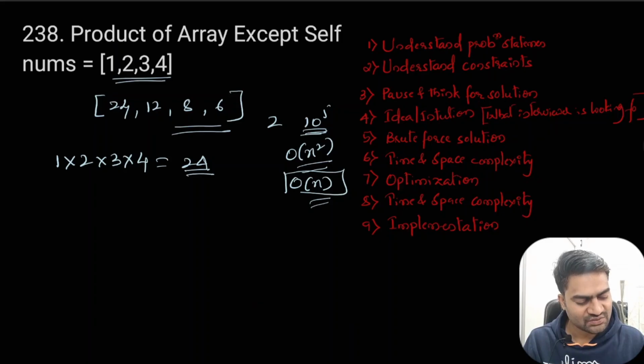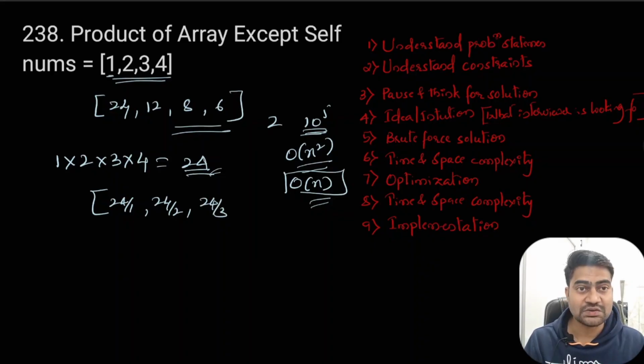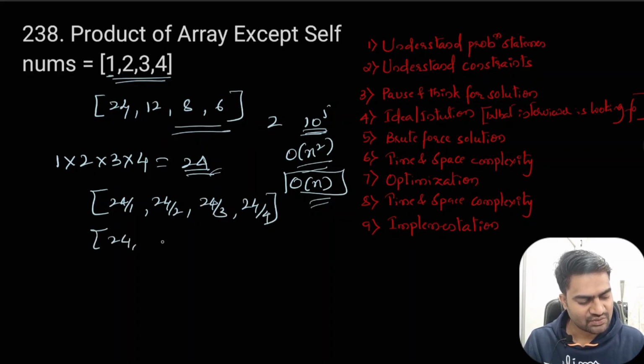Now using this 24, take the answer array, then consider the first number and divide 24 by that particular number. So which will be 24 divided by 1. The second number would be 24 divided by 2 and the third number would be 24 divided by 3. Basically it is not the index of the number, it is the number itself here. So the last number will be 24 divided by 4. This would have given us 24, 12, 8 and 6.